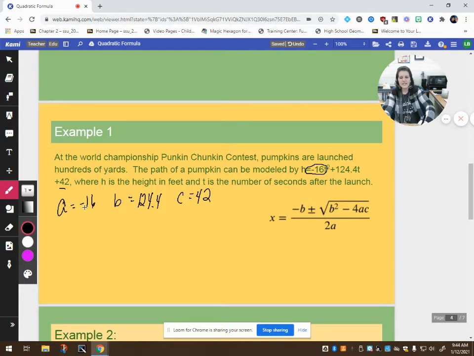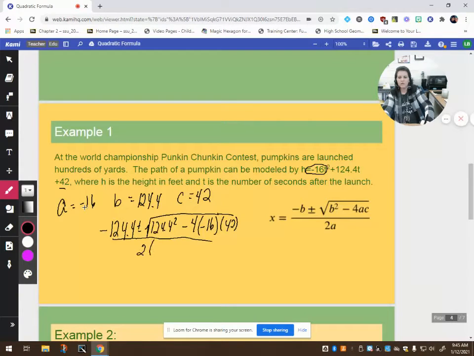Negative B, negative 124.4 plus or minus the square root of B squared, 124.4 squared, minus 4 times A times C, which is 42. All over 2A. So all over 2 times negative 16. All right, so now what we have to do is simplify.